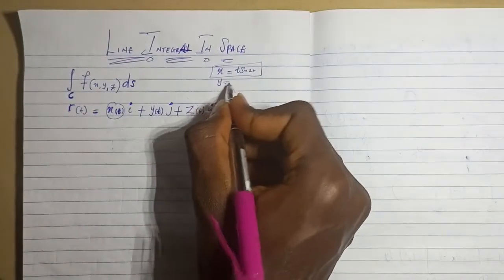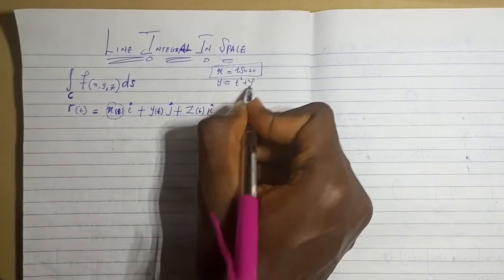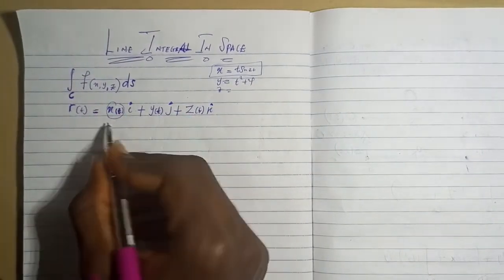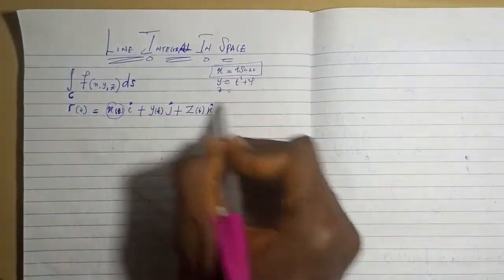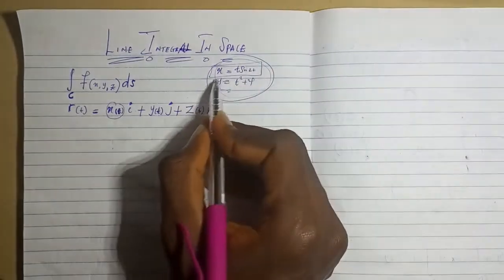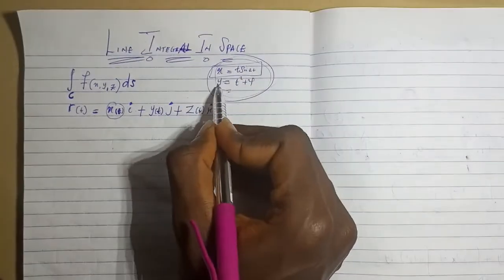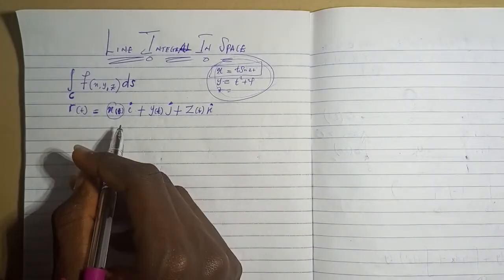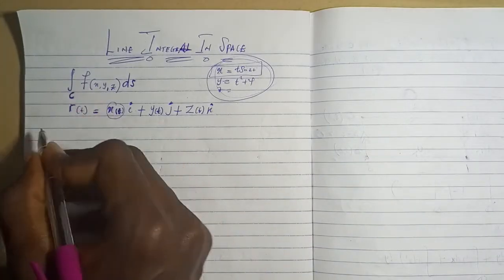You will also be given y. y can be t squared plus 4. And z will also be given. So just think of this formula, please. When you have this kind of presentation, whereby you have this parametric equation given to you in terms of t, this is a parametric equation of x, y, and z. So if this is a parametric equation, how will you deal with that kind of line integral?